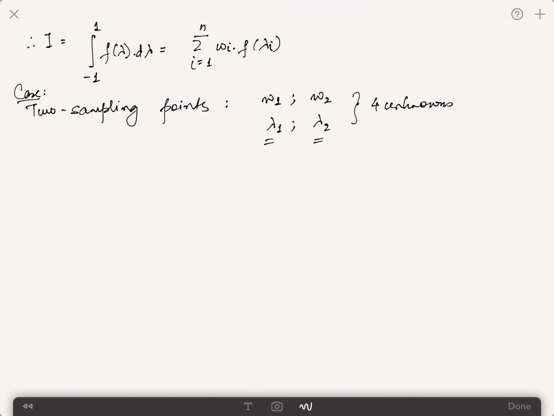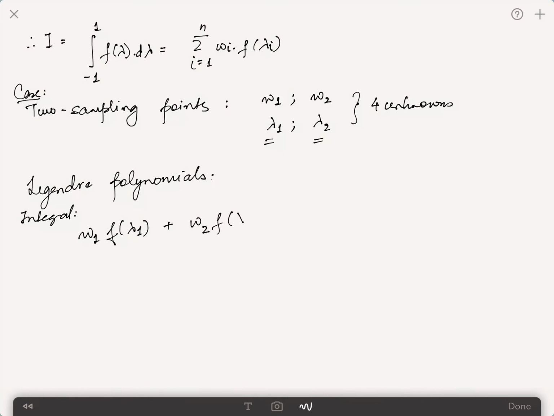So in the case of Gauss-Legendre, when I want to have 4 unknowns, I need to come up with 4 equations, and they are created using Legendre polynomials. Because I'm finding the integral, I'm going to find the integral for 4 cases. I will have weighting function w1 times the function at the sampling point, and w2 times f of lambda 2. This is the basic integral I, right, from here.